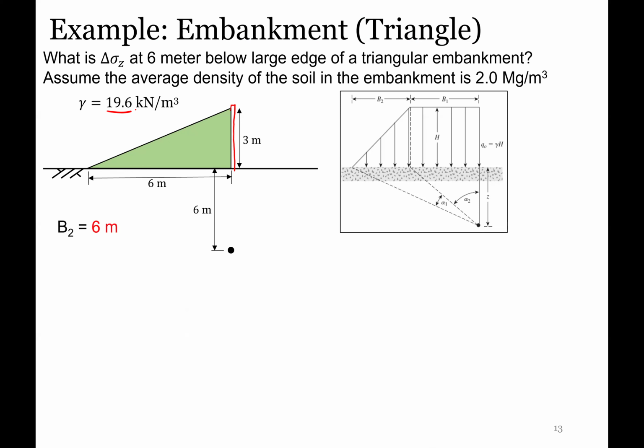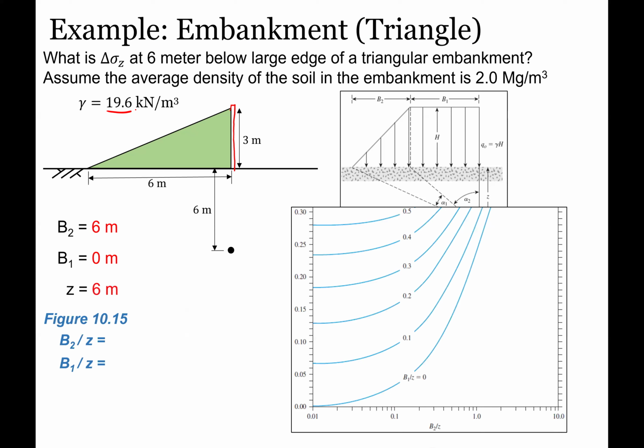So for our B2, this is going to be the sloped side. That's already given as 6 meters. But our B1, since there's no flat side of it, this B1 is going to be equal to 0 meters. Now our H and our Z are given already. So Z is going to be 6 meters, H is 3 meters.